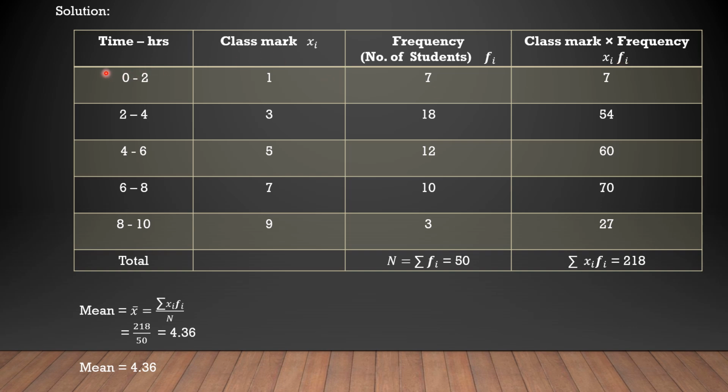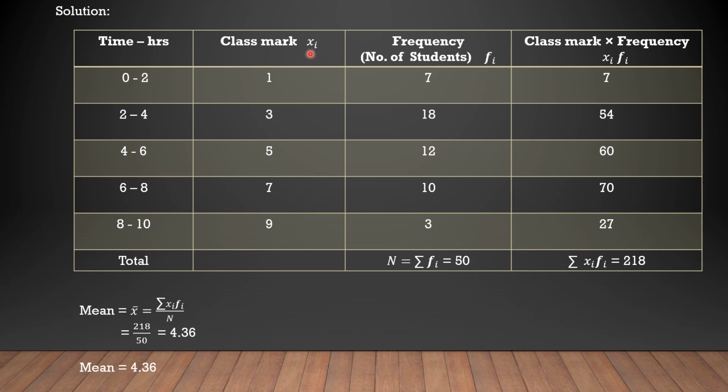So first the times which are given: 0 to 2, 2 to 4, 4 to 6, 6 to 8 and 8 to 10. Then frequency is given, meaning number of students. So for 0 to 2 number of students are 7, 2 to 4 is 18, 4 to 6 is 12, 6 to 8 is 10 and 8 to 10 is 3. This is the count of students, number of students means fi.